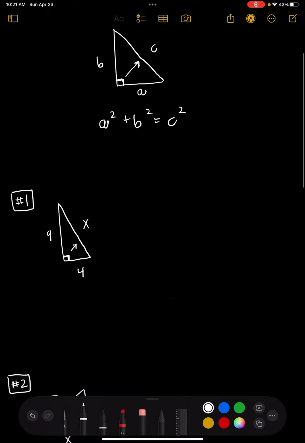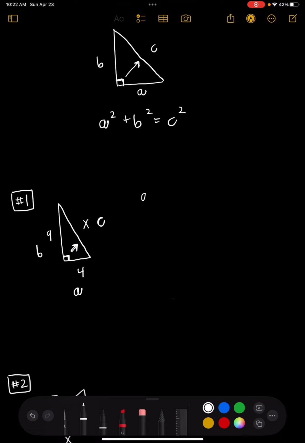The first example, we have this triangle with sides 4, 9, and x, and we want to solve for x. So the first thing I'm going to do is label my triangle A, B, and C. And once again, the only one that matters is your side C, which is opposite of the right angle. So I've actually already drawn an arrow right here to represent the opposite of the right angle, which means that this side is side C. And then the other two sides, it doesn't matter. We're just going to put one side as A and the other side as B.